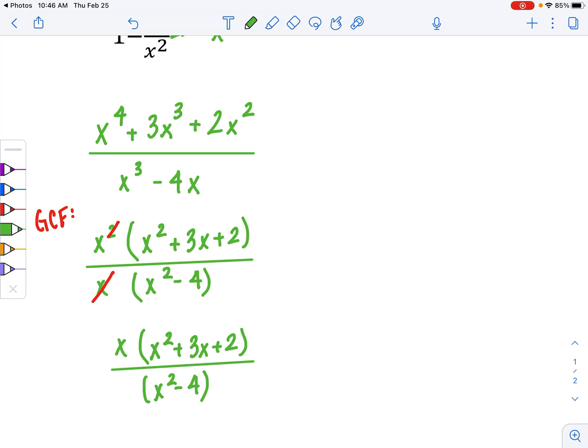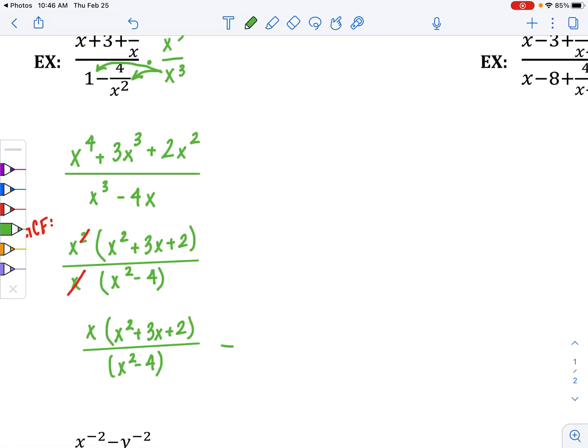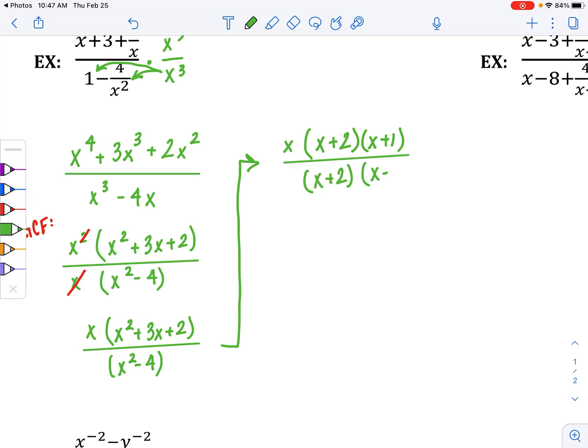Now, for some cases, you might be done. Except for here, we can factor that. And we can factor our difference of perfect squares here. So you keep wanting to simplify as you go. Okay, so I'm going to move up a little bit. I'm going to factor the numerator to be x plus 2, x plus 1. And I'm going to factor the denominator, x plus 2, x minus 2, that difference of perfect squares.